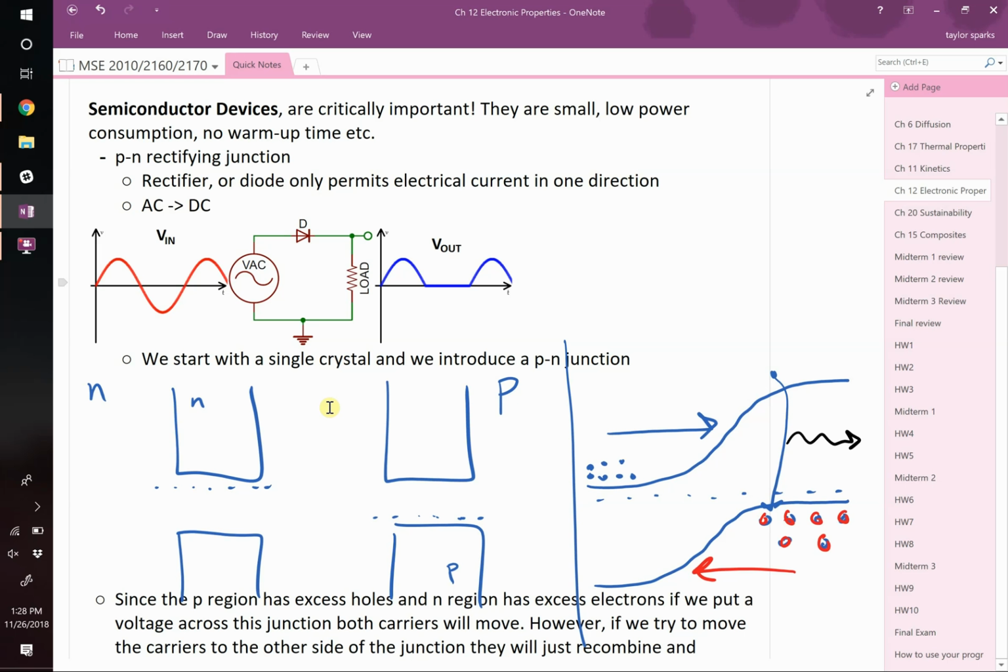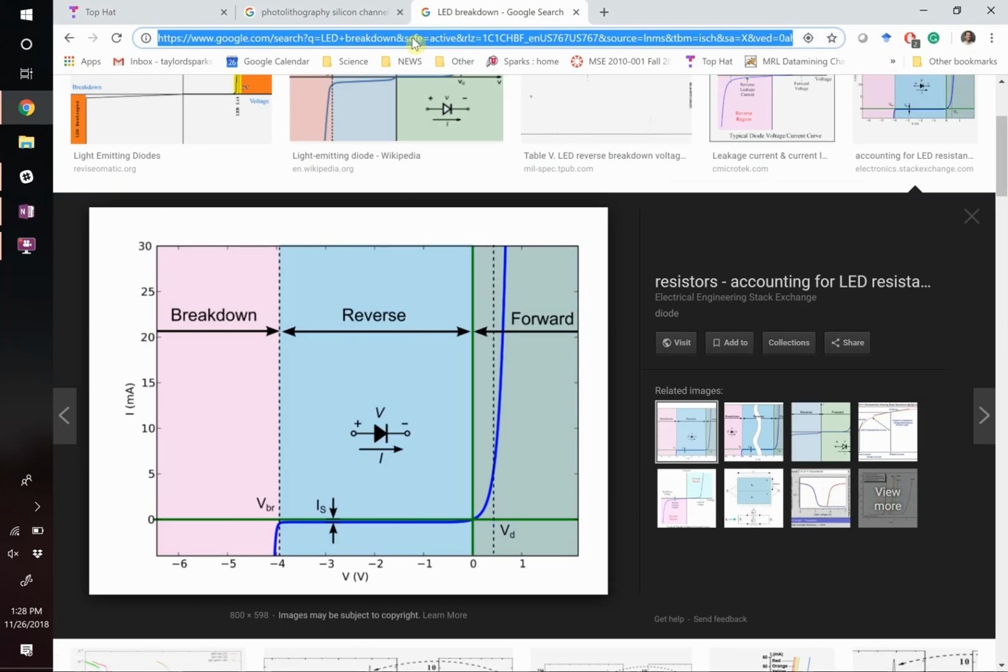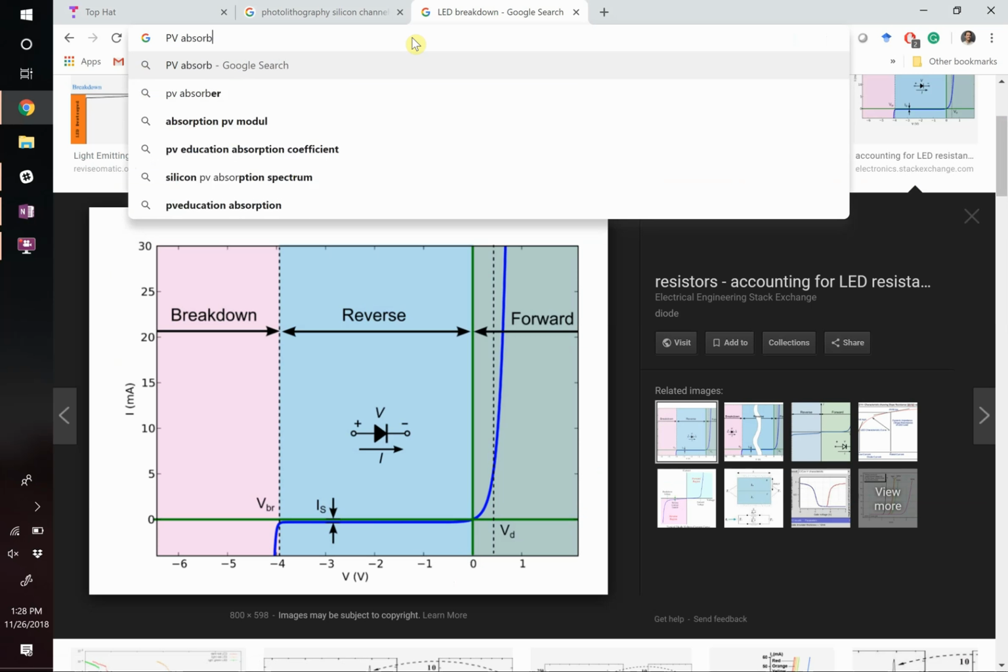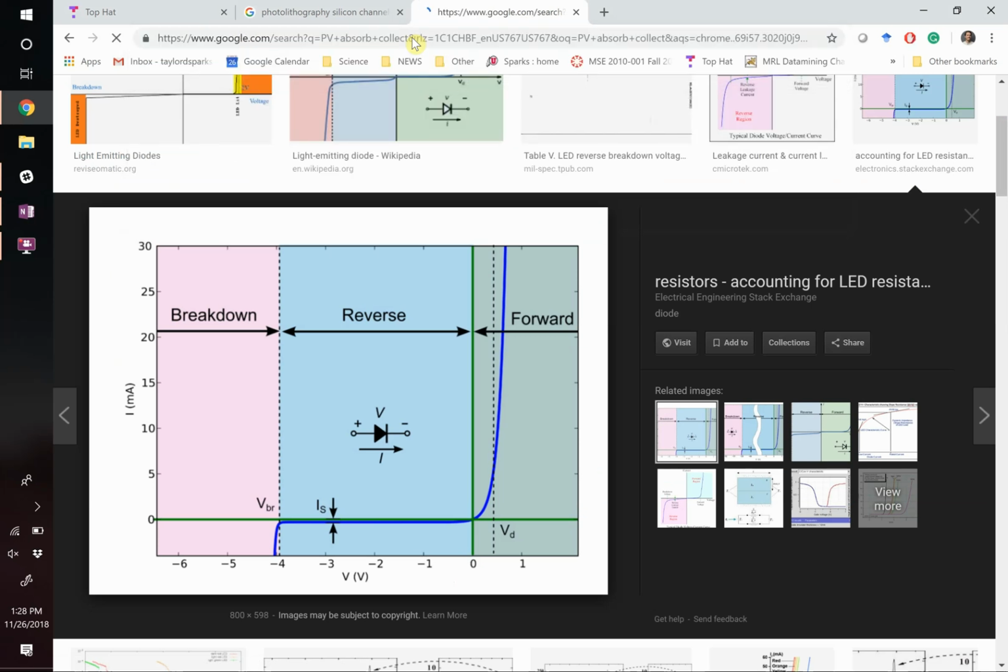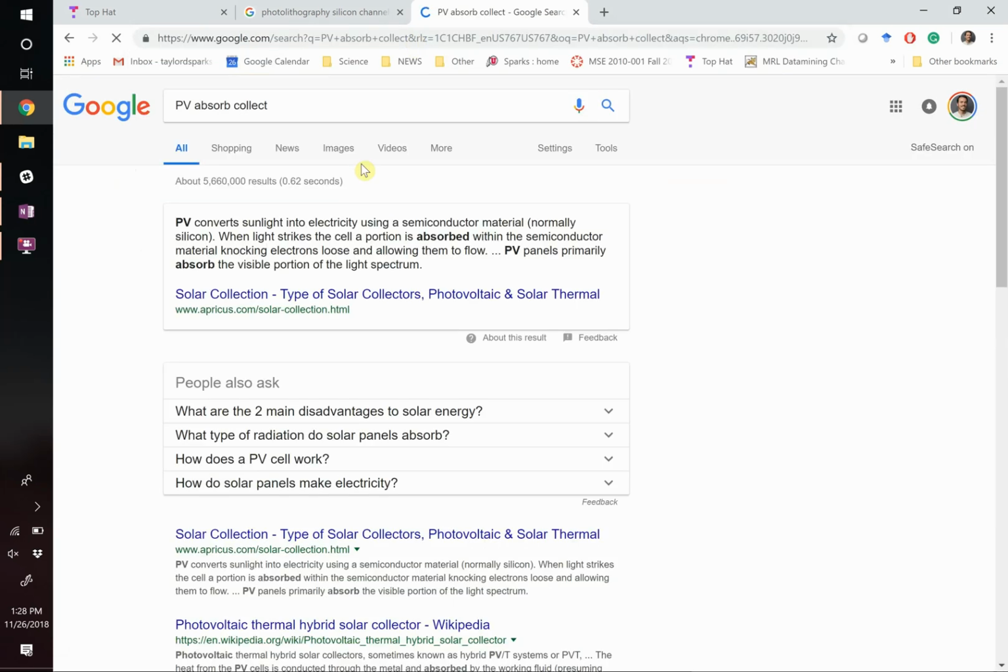If it travels in one direction, you get annihilation. If it travels in the other direction, you can complete your circuit, right? So this is all that is to a solar cell. A solar panel, all they have to have is a PN junction built into it. So you'll hear oftentimes like the absorber layer, collector layer. If we go to PV, absorb, collect, it'll show you different layers, but all these layers are PN junctions, right?